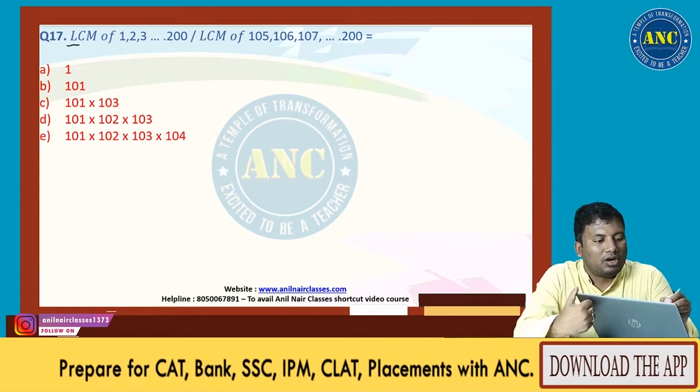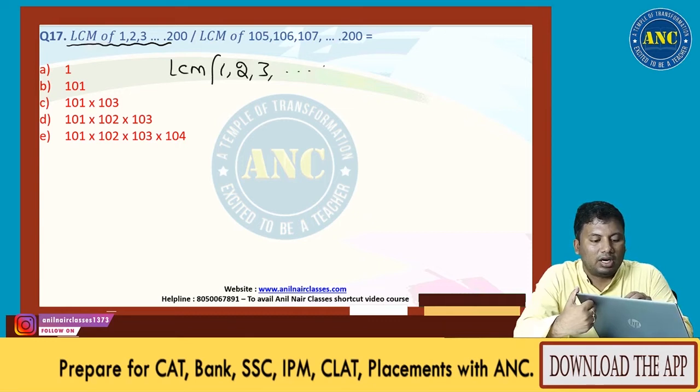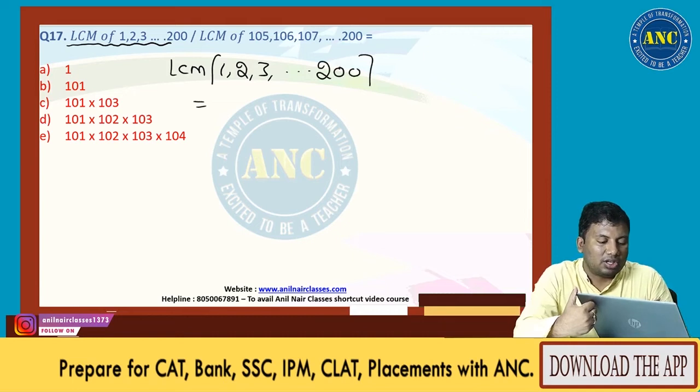LCM of 1, 2, 3 till 200, which is nothing but 2 power what? What is LCM? LCM is nothing but the highest power of the given prime bases.